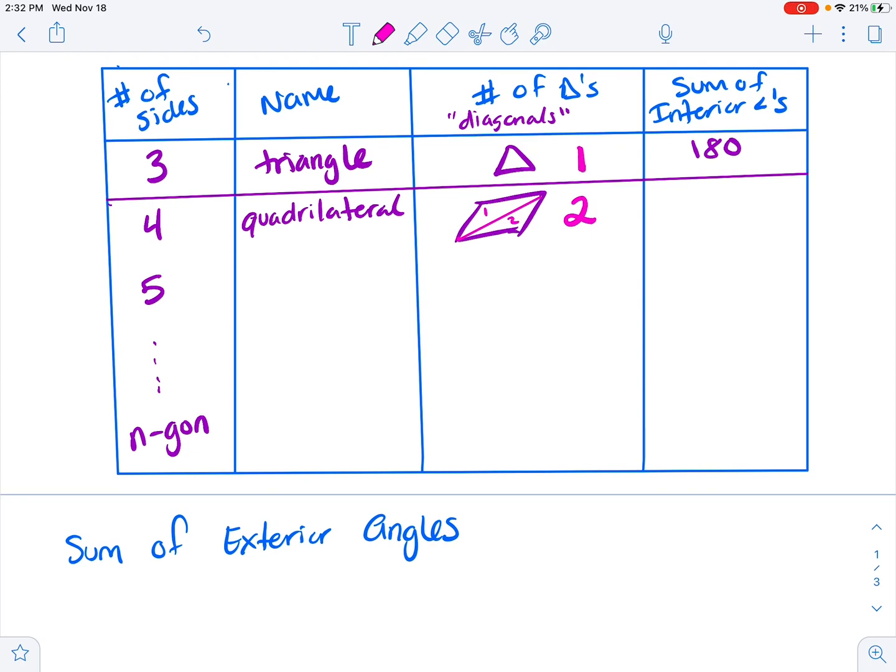So what's the sum of the interior angles? Well, each triangle adds to be 180. So if my first triangle is 180, I have 180 plus 180, which is 360.